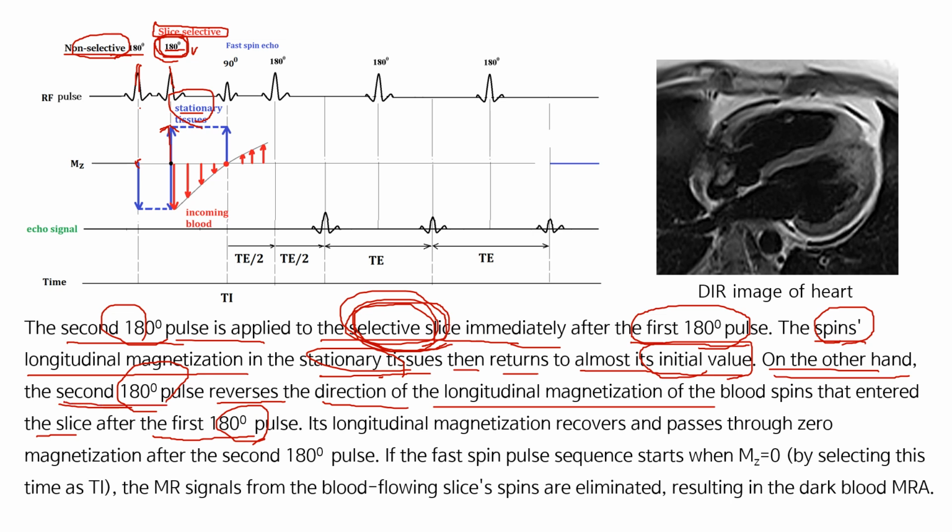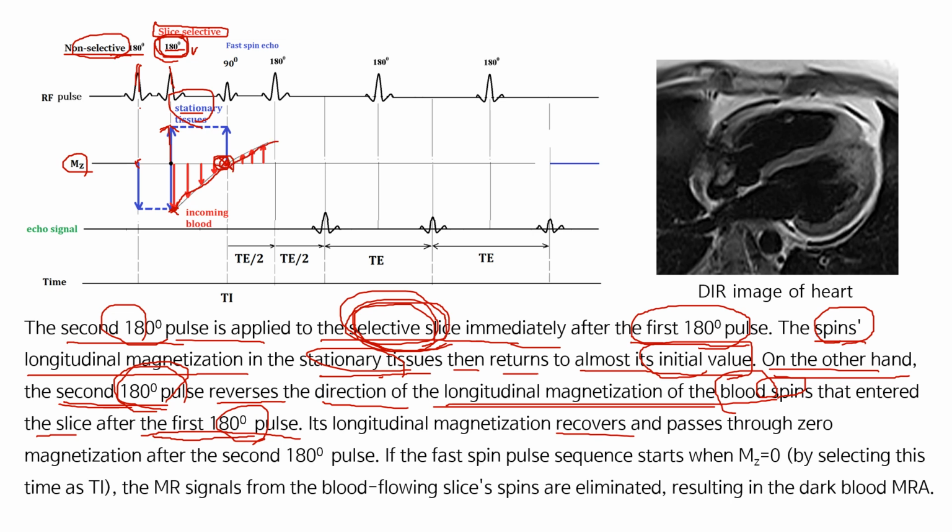So the second 180-degree pulse reverses the direction of the longitudinal magnetization of blood spins that enter the slice after the first 180-degree pulse. So this is reversed. This longitudinal magnetization then recovers. It is negative, so it is recovering to its original value, but in this case, this magnetization must pass through the 0 point. Okay, it's recovering, but it passed the 0 point, and it's recovered.